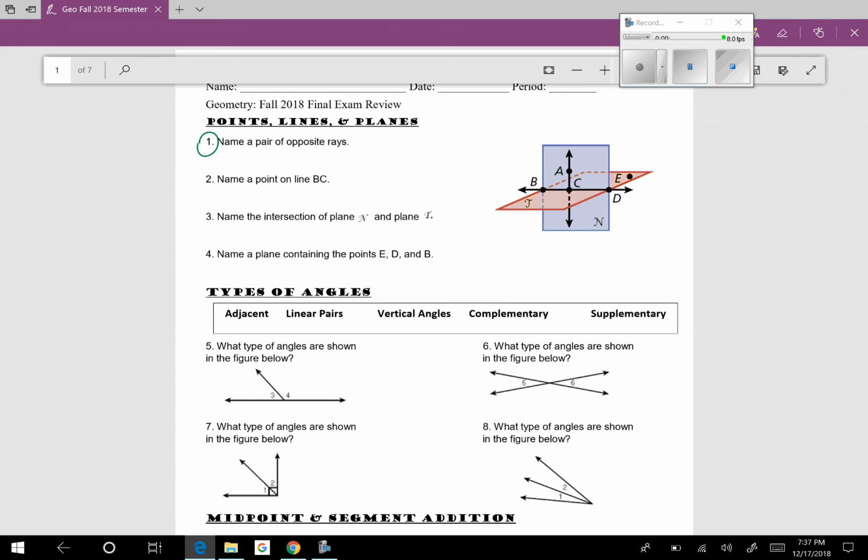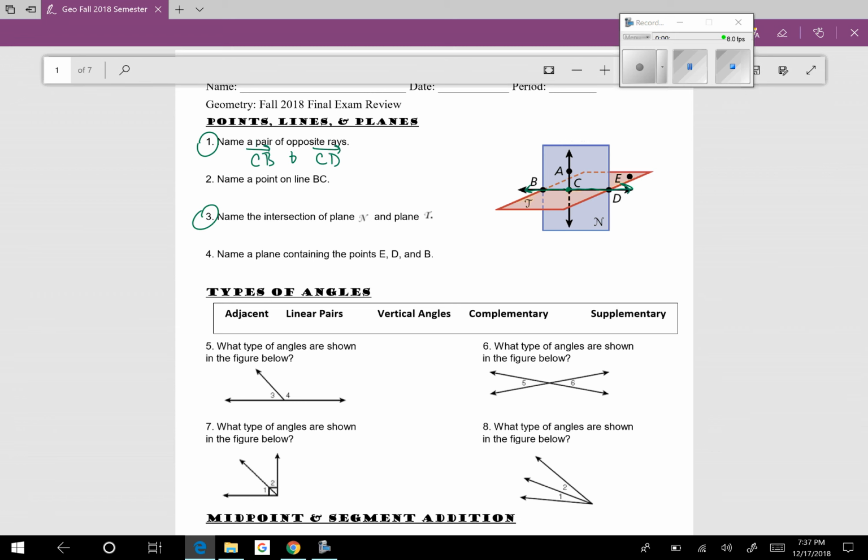It says name a pair of opposite rays. Okay, opposite rays, they start at the same spot and they go in opposite directions. So here we look at point C. We can make a few rays off of point C, but only 2 are actually opposite rays. So CD is 1. And then we start at C and we go the other way, CB. So ray CB and ray CD are opposite rays.